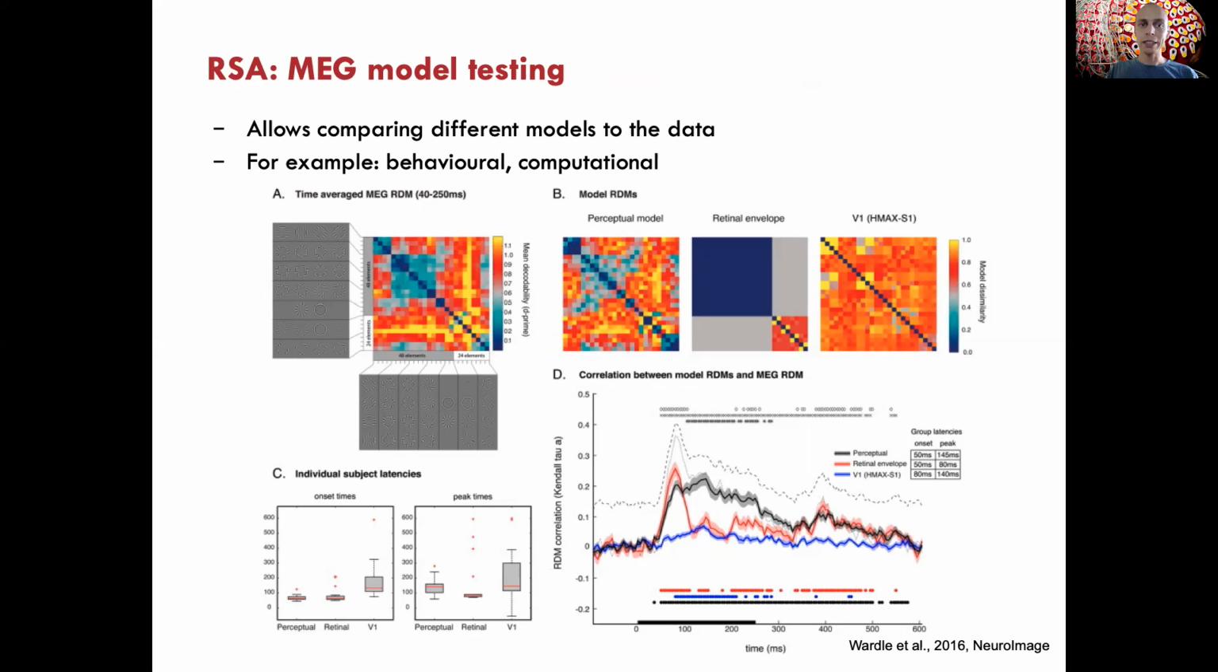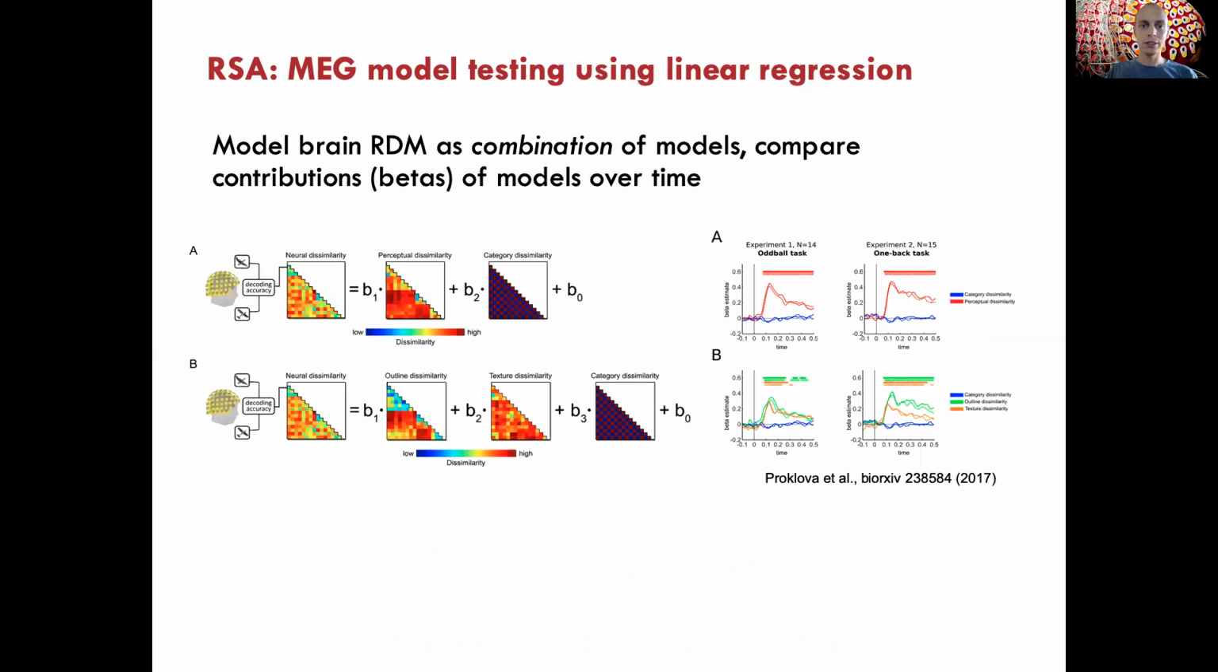You can also directly compare multiple models. So here's a paper that compared a combination of models by using linear regression using these models. And this way you get a beta estimate for each of your models. And this refers to the unique contribution of each of these models to the neural dissimilarity. So this is how you can include multiple models.